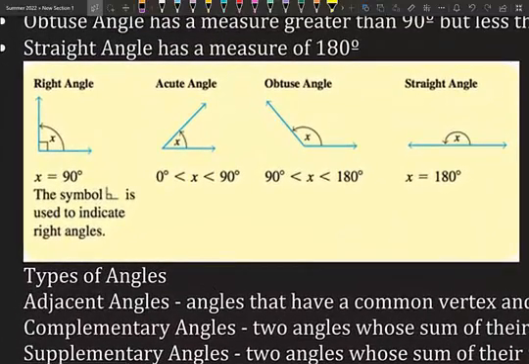A right angle, we know what that is. It can be symbolized by that little box or by saying it's 90 degrees. An acute angle is between 0 and 90. Obtuse is between 90 and 180. And a straight angle is a line, and it's 180 degrees.